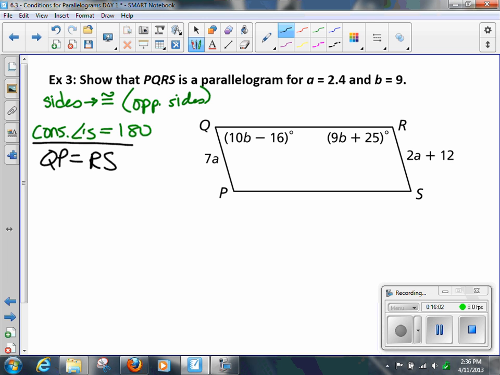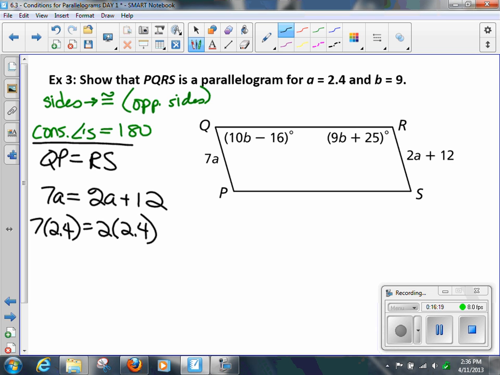What is the measure of QP? 7A. What is the measure of RS? 2A plus 12. Now, it says that A equals 2.4. So I'm going to substitute it in here. If it's the correct value of A, then both of my sides are going to equal the same number, right? What is 7 times 2.4?